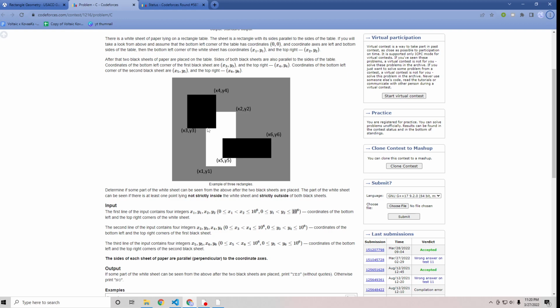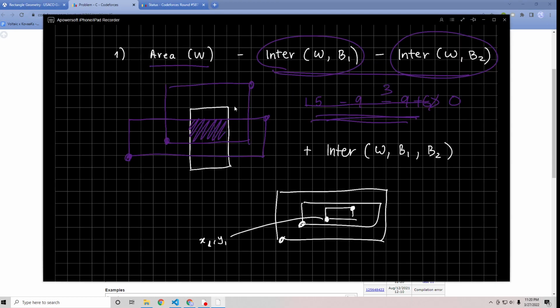In this example, the intersection between the white rectangle and the black rectangle would be the sum of this area and this area. But this area is clearly smaller than the total area of the white rectangle. So if we do a simple subtraction of the area of the white rectangle, minus the intersection of the white rectangle and the first black rectangle, minus the intersection of the white rectangle and the second black rectangle, we'll see that clearly this is bigger than 0. That is the first thing that we notice.